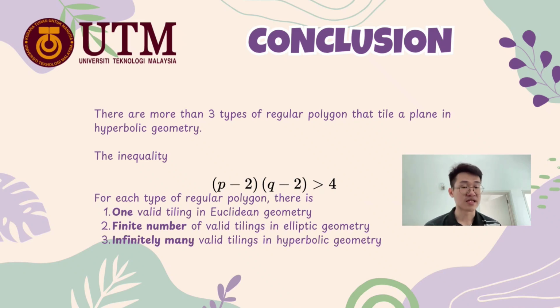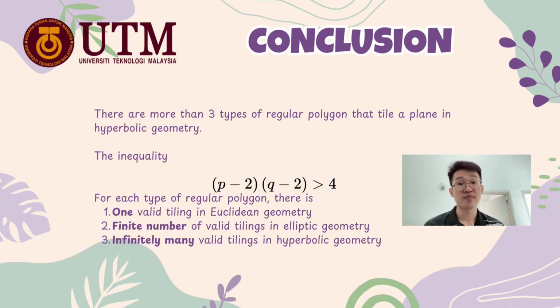And in our results, we study the inequality (p − 2) times (q − 2) greater than 4. What we found is, for each type of regular polygon, for example, a regular hexagon, there is only one valid tiling in Euclidean geometry, but there is a finite number of valid tilings in elliptic geometry. This is because in elliptic geometry, or non-Euclidean geometry, there can be more than one type of regular hexagon, meaning a regular hexagon in non-Euclidean geometry can have different interior angles.